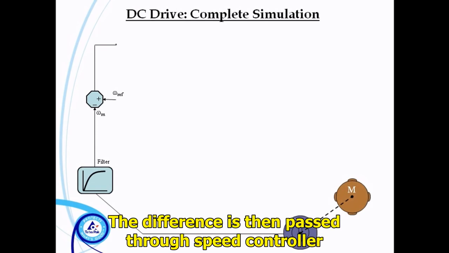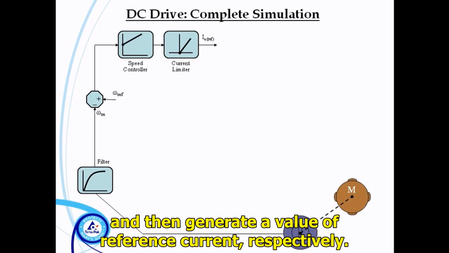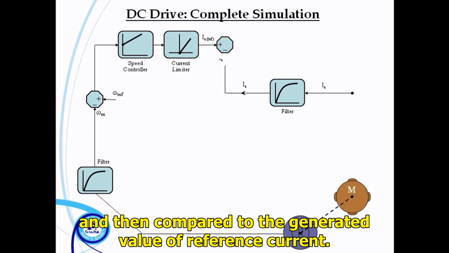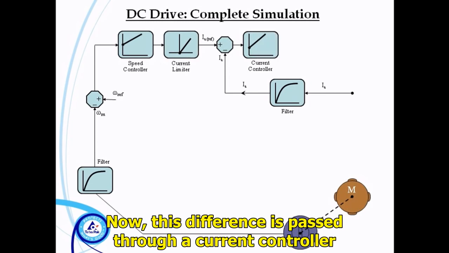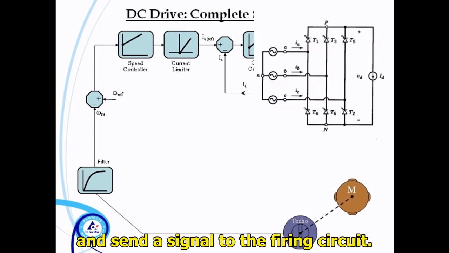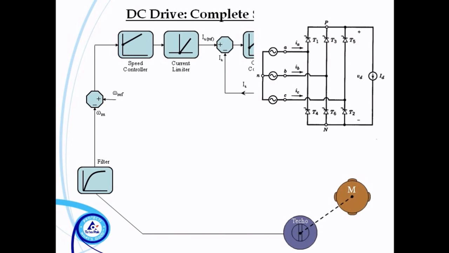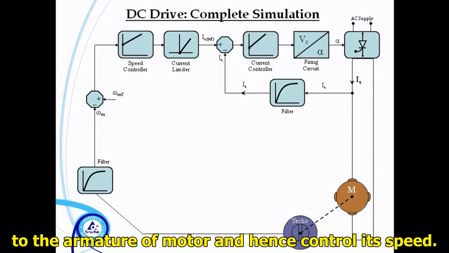The difference is then passed through speed controller and current limiter, which convert that difference to equivalent current, and generate a value of reference current, respectively. On the other hand, the actual current that is being fed to the motor is measured, filtered to remove any harmonics, and then compared to the generated value of reference current. Now, this difference is passed through a current controller which specifies the firing angle according to the difference and sends a signal to the firing circuit. From here, pulses are applied to the controlled rectifiers at calculated intervals. In this way, we control the amount of power applied to the armature of motor and hence control its speed.